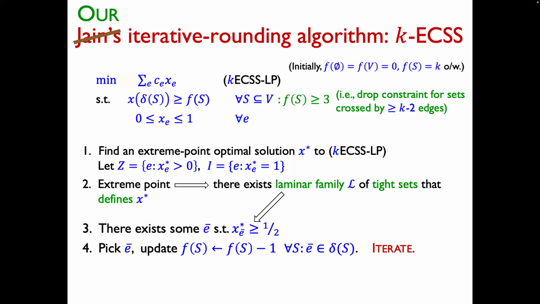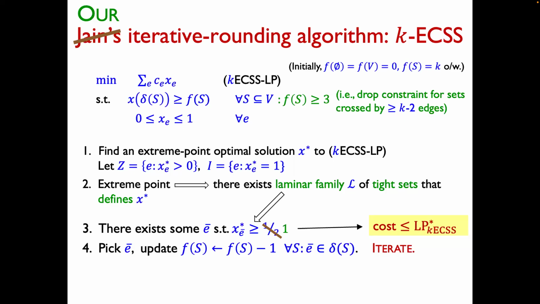And now what one can show is that this structural result is still true. There is still a laminar family. And now we can actually show that there's an integral edge. There's always some edge that has value 1. So again, we can pick that edge. Because we're picking only integral edges, the cost is at most the optimum. Because we retain a constraint until we have at least k minus 2 edges crossing it, we get k minus 2 edge connectivity.